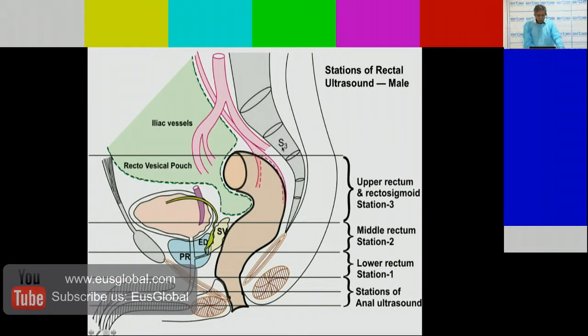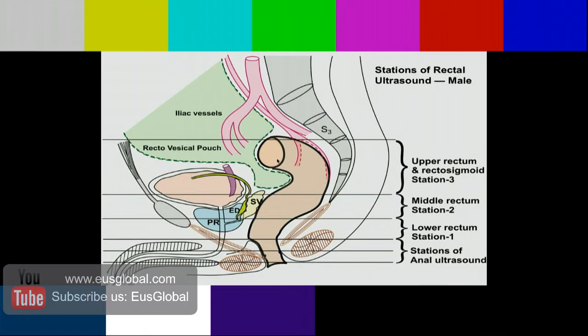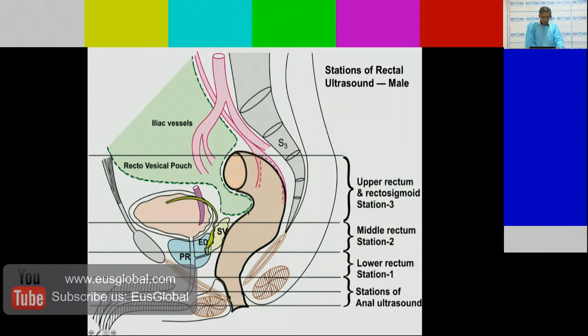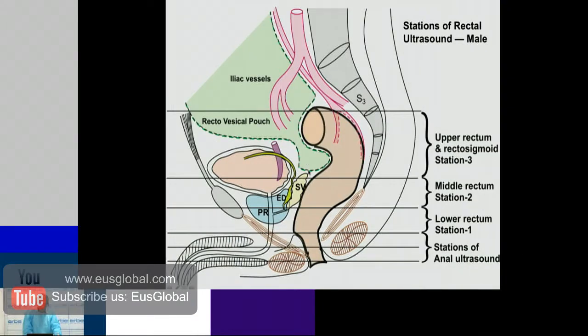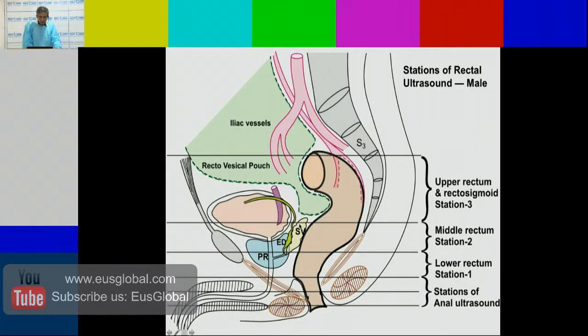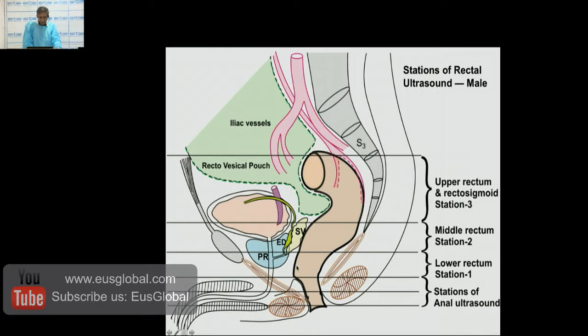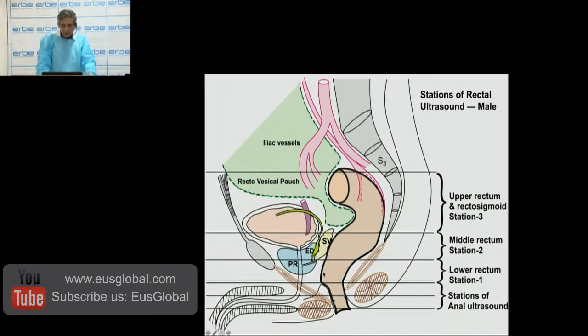When you go towards the upper rectum, what is important is that you start seeing this peritoneal reflection just above the seminal vesicle. And along with this peritoneal reflection, you see the fat around the rectum. So this is the station in the male.